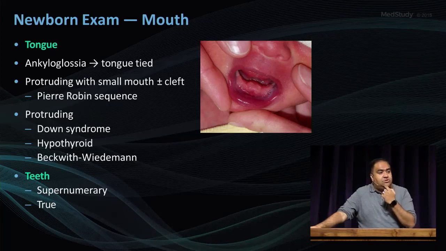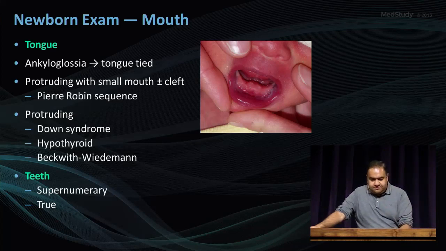If you have a single central incisor on top, those kids probably have a growth hormone deficiency, is the little pearl there. So one single central upper incisor is growth hormone deficiency.